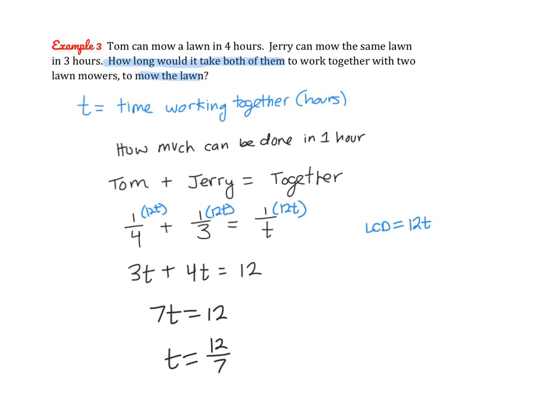And again, this is going to be in hours. Now, since it is a real world problem, it would probably make more sense to give a decimal approximation just because it's easier to understand in this context. So if you plug this into your calculator, we can round to the nearest tenth. We'll say that it takes approximately 1.7 hours to complete the job if they are working together.